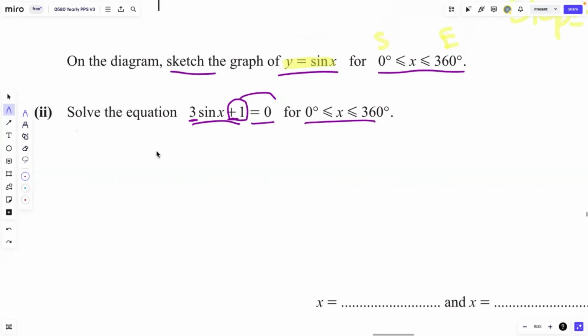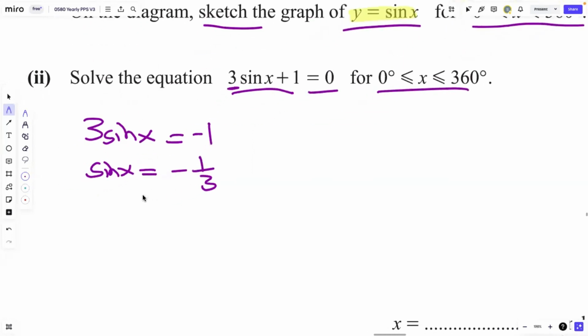So the plus 1 should go on the other side. Let's just do that straight up. Take the plus 1 on the other side, that's negative 1. And then you need to isolate this 3 to make the coefficient 1 of sine x. So that's sine x equals negative 1 over 3. Now you have it isolated.